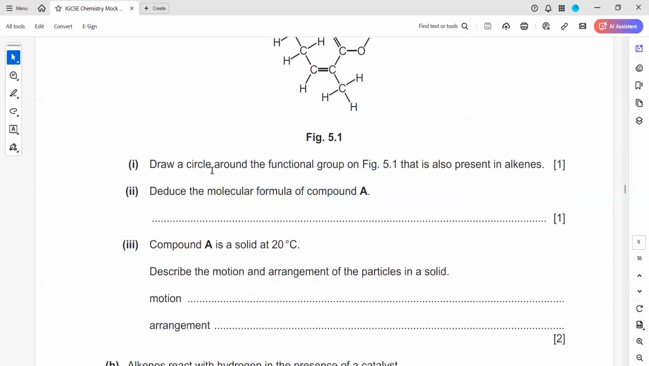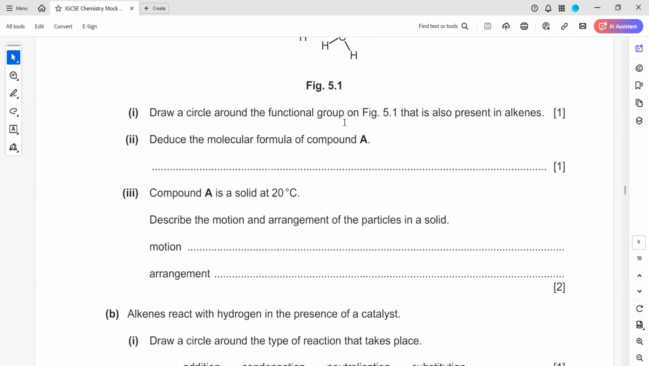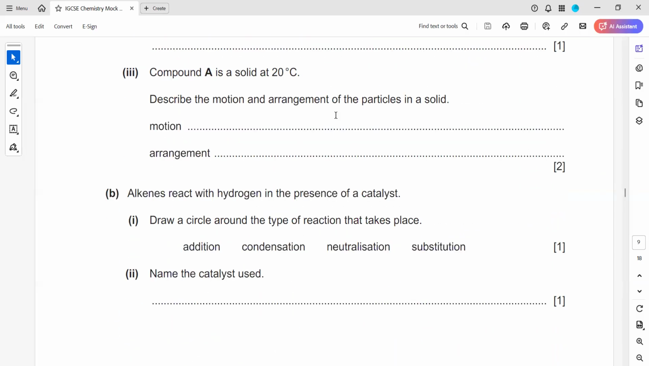Compound A is solid at 20 degrees. Describe the motion and the arrangement of the particles. The motion is vibrating about fixed positions. Some students I saw wrote no motion in solids. That is not right, because no motion is only at absolute zero, not slow motion. So it is vibrating about a fixed position.